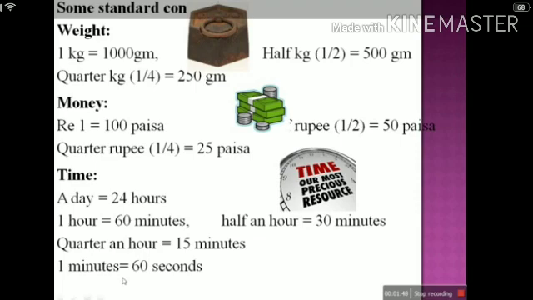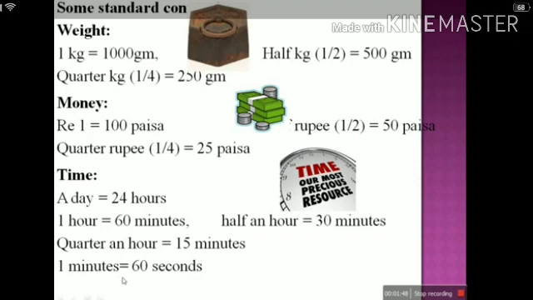Now look at this screen, children. Some standard conversions that you learned in the lower classes are given here. In weight we know 1 kg is equal to 1000 gram. Half kg is equal to 500 gram. Quarter of a kg is 250 gram. So to find half we divide by 2 and to find quarter we divide by 4.